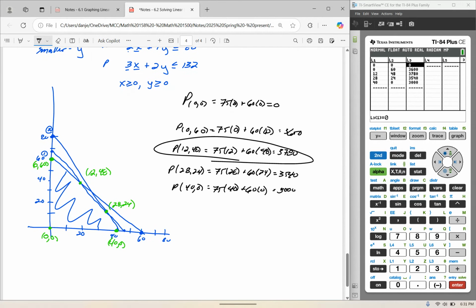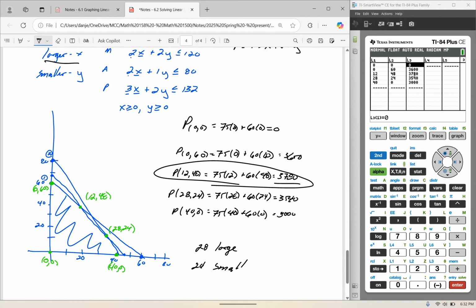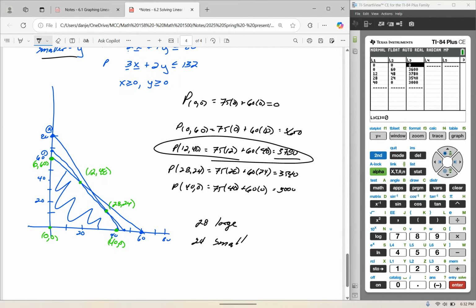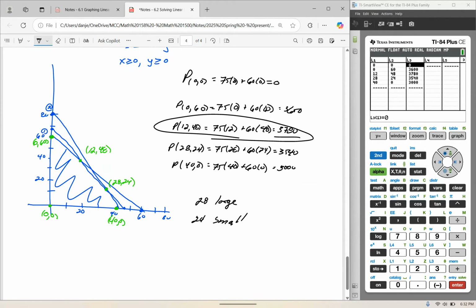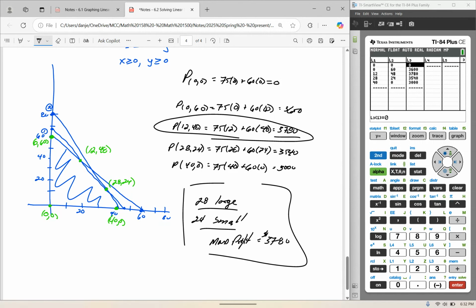So for a maximum profit of 3780, the company needs to make 28 large and 24 small kayaks. Because remember, x is the larger, y is the smaller. So 28 large, 24 small kayaks will give a maximum profit of 3780. The question is how many of each to make: 28 large, 24 small.